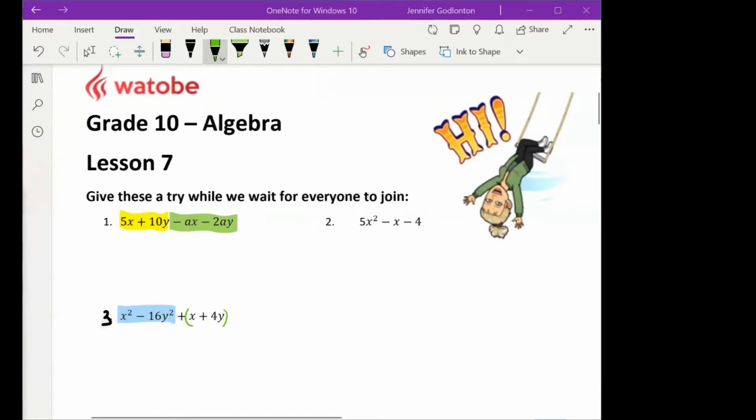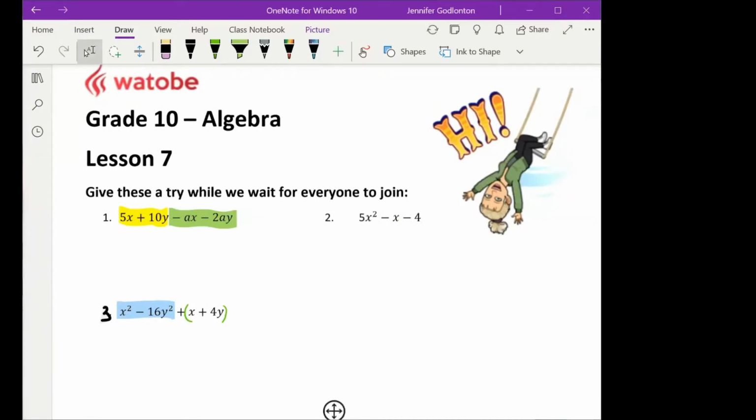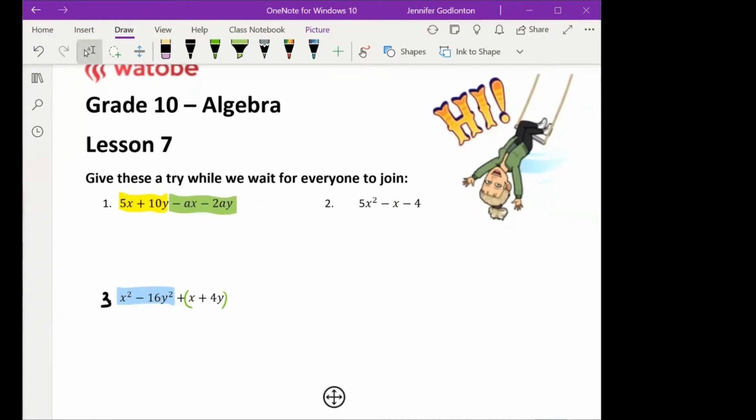Okay, question 1. We're looking at 5x plus 10y, and then we've got negative ax minus 2ay. So we're trying to find something that's common in this 5x plus 10y. And here the thing that we have that's common is 5. So I'm going to take out 5, and I'm left with x plus 2y. And then in this negative ax and the negative 2ay, I can take out negative a, and then I'll be left with x. And it has to now be a plus because a negative and a positive is going to give me that negative 2y.